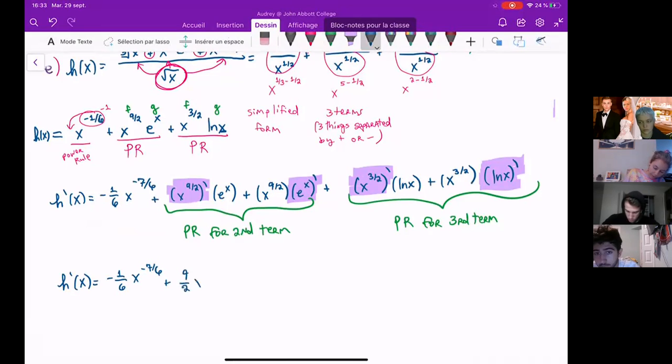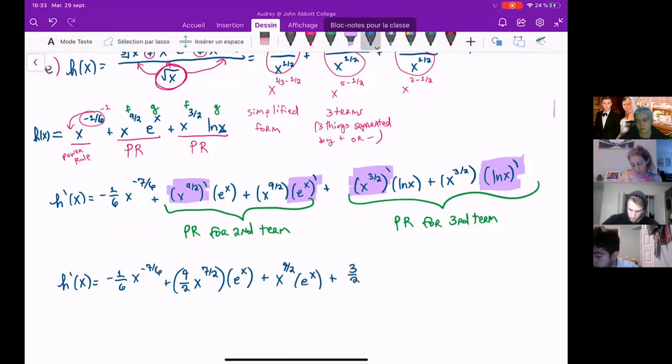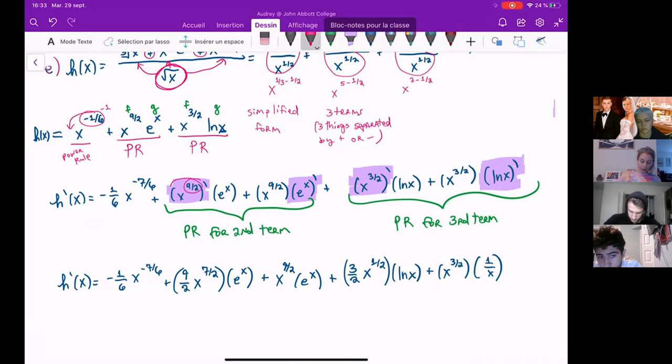That's a power rule. The derivative of e to the x is just e to the x. I have another power rule. And the derivative of ln x is 1 over x. So here I just applied my power rules. And then for the e to the x and the ln x, I applied the appropriate rule. And that's my final answer.